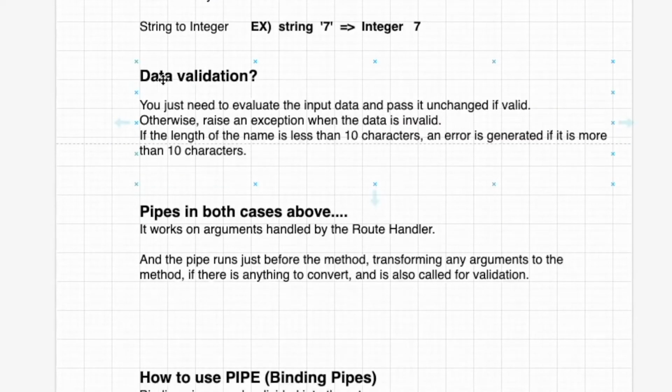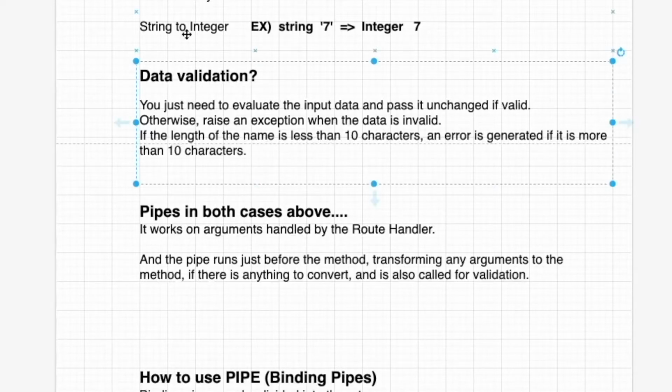We also need to know about data validation. We just need to evaluate the input value and pass it unchanged if valid. Otherwise, raise an exception when the data is invalid. If the length of the name is less than 10 characters, it passes; if it is more than 10 characters, an error is generated. So it is like checking the data based on the condition we give.